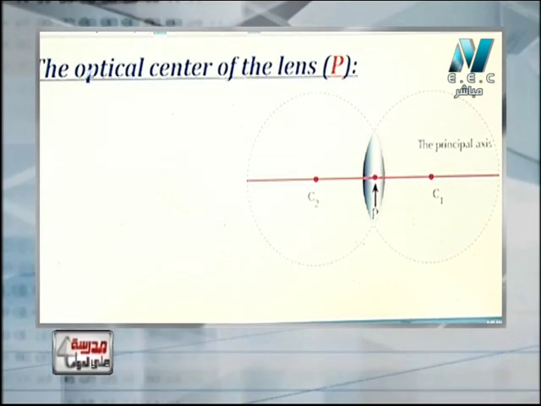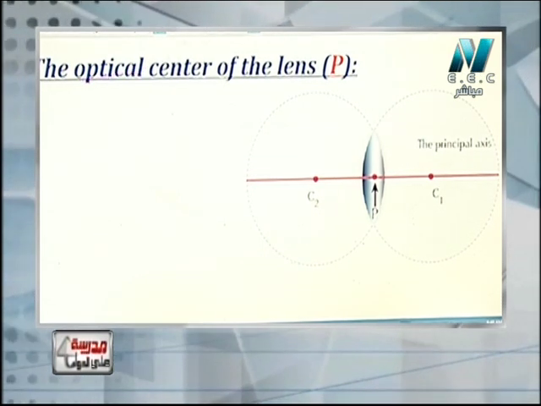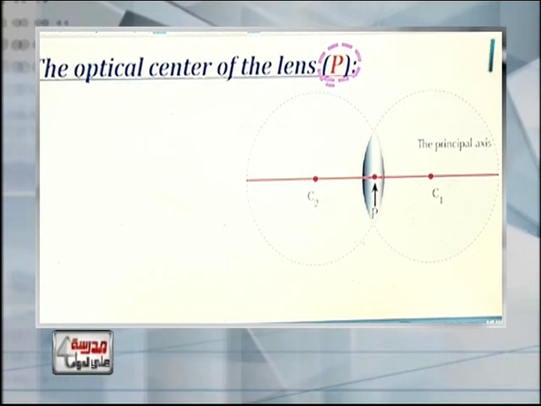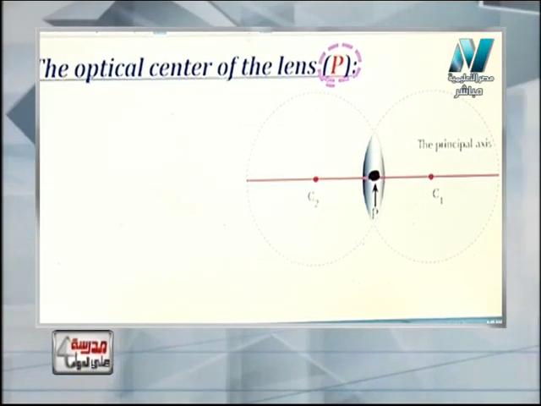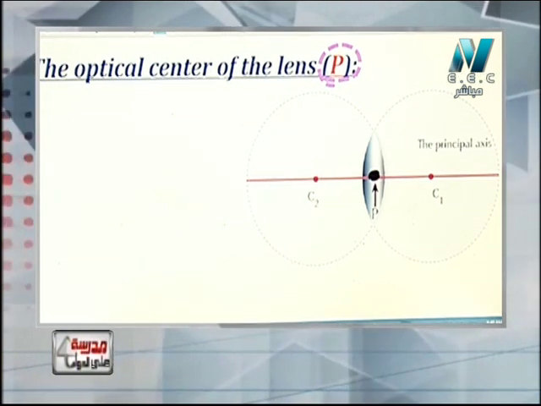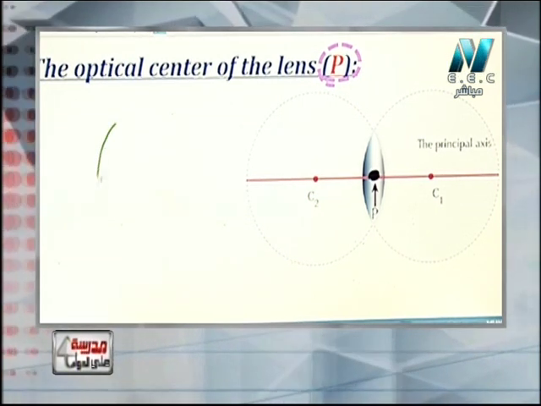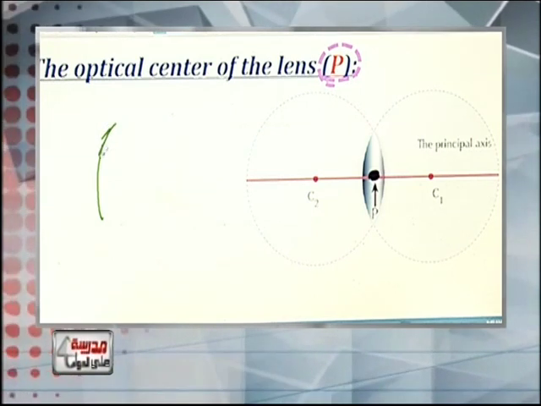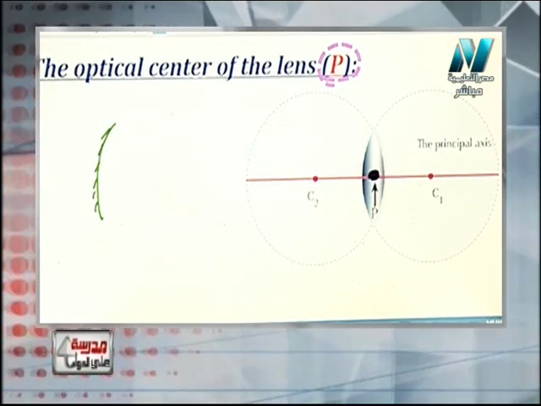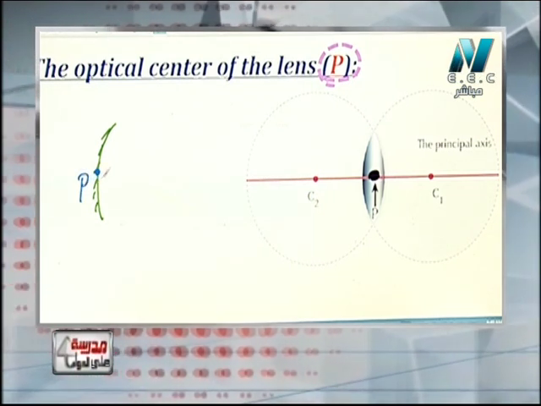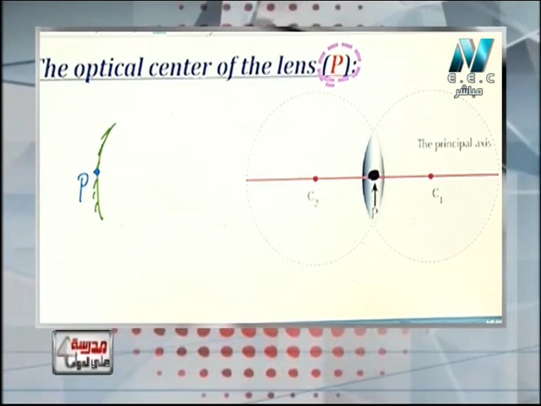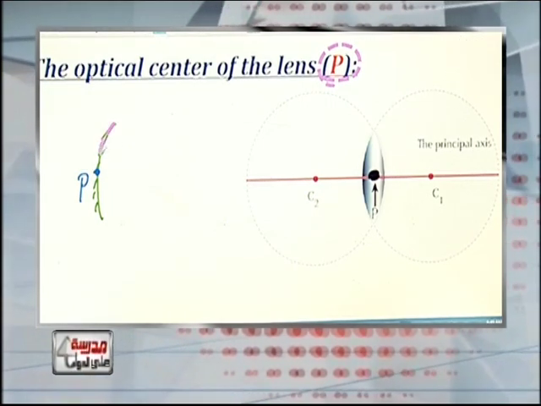We have optical center and its symbol is P. So optical center here, we remember the pole of the mirror. We have a spherical mirror like that, as concave mirror, and we have pole of the mirror, P. Pole of the mirror is a midpoint on what? Midpoint on the reflecting surface.